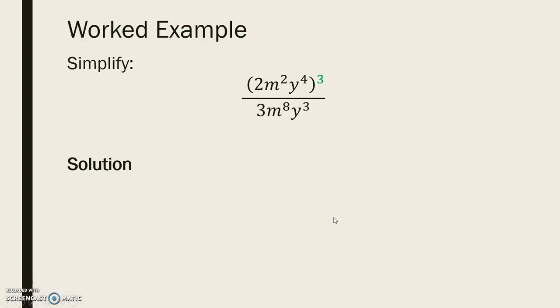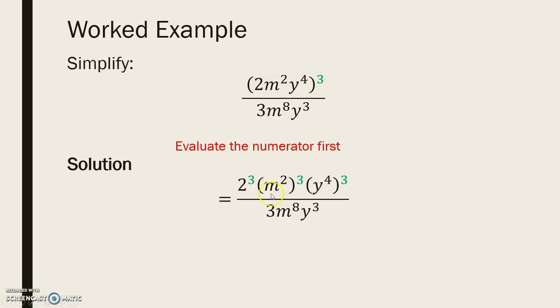Here's another example. This one's more complex. It's actually using most of the index laws now. So we've got our fifth law here, which involves the power to a power law. So we need to split up this bracket here and put everything to the cubed power first. So we evaluate the numerator first. So 2 to the power of 3, m squared to the power of 3, y to the 4 to the power of 3. And that equals 2 cubed is 8. We multiply the indexes there, 2 times 3 because of the fourth law, and 4 times 3 here for the fourth law as well. We haven't touched the denominator just yet. Wait till we finish the numerator.